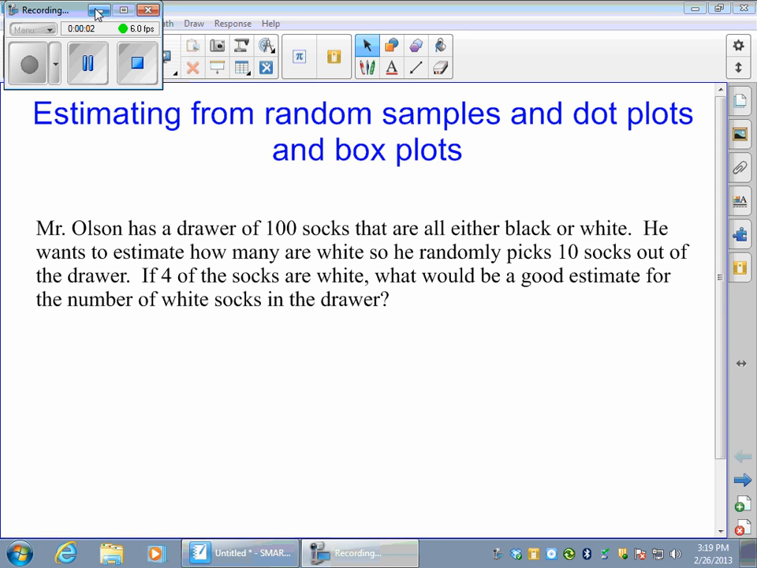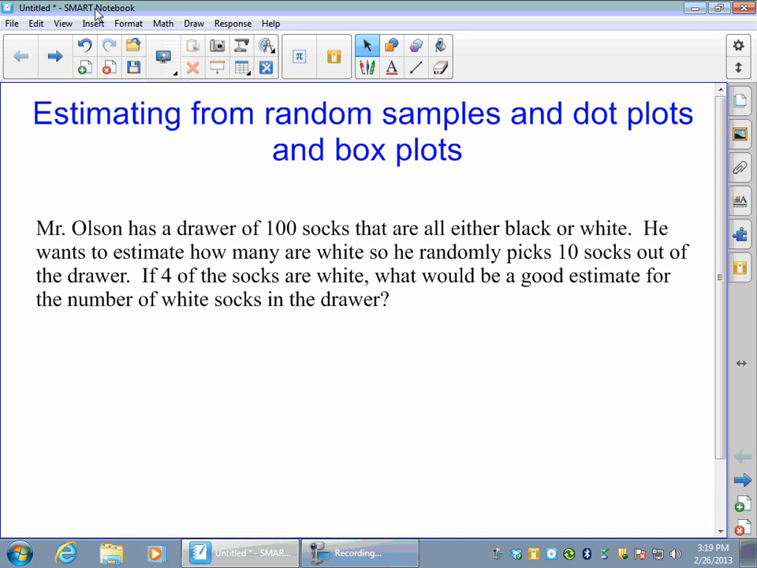Alright, so today we're talking about how we can use those random samples we were talking about before to give us some information. So here's an example problem. Mr. Olson has a drawer of 100 socks that are all either black or white. He wants to estimate how many are white, so he randomly picks 10 socks out of the drawer. If 4 of the socks are white, what would be a good estimate for the number of white socks in the drawer?